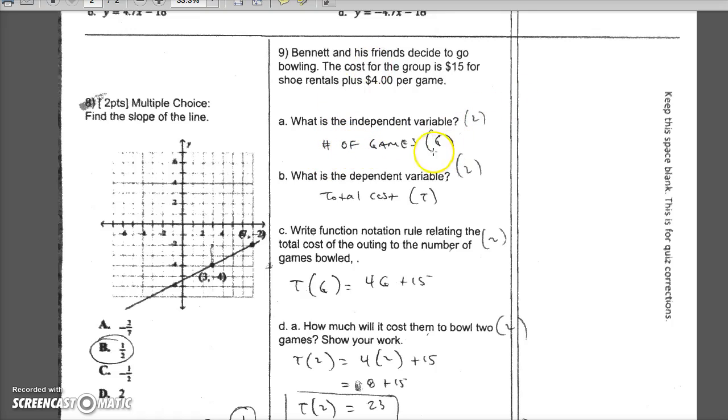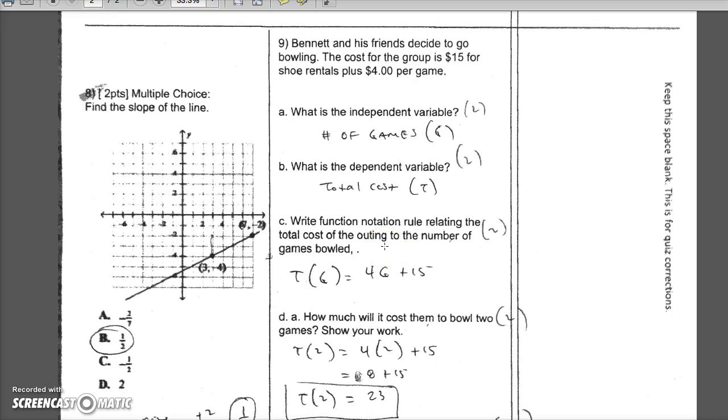This was out of 2 points, and I call number of games G, G for games. The dependent variable, well, it depends on how many games you play, is the total cost. So dependent most of the time is the word total. Another keyword for independent is per game, per each. That's your independent.